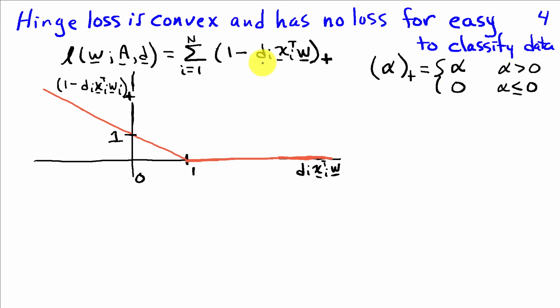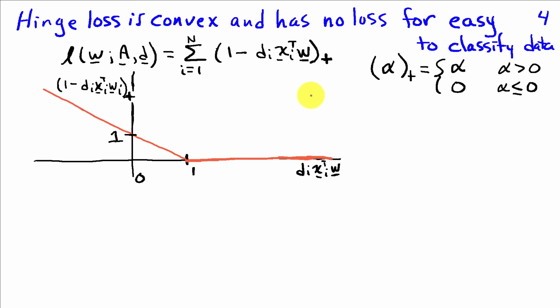So initially, when d_i times x_i transpose w is negative, that corresponds to incorrect decisions over here to the left. And since the sign of d_i is different than the sign of x_i transpose w, this becomes a positive number. And we have this function that has a slope of -1 and goes to 0 when I hit 1 for d_i times x_i transpose w. Then as d_i x_i transpose w is greater than 1, this difference becomes negative, and my loss in that case goes to 0. So I have this piecewise function that's sketched here in orange.